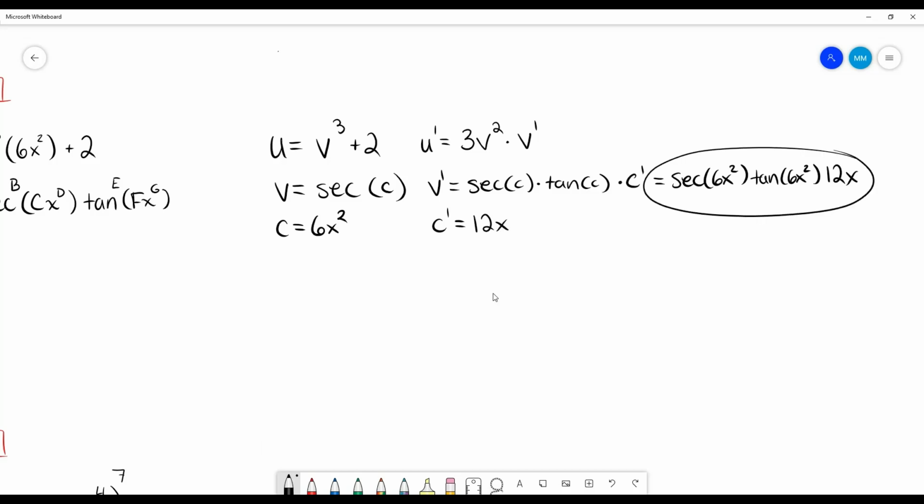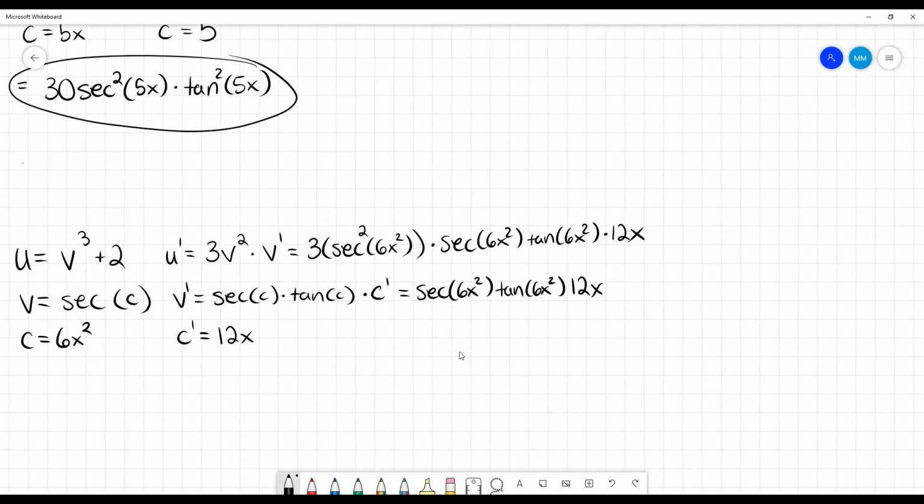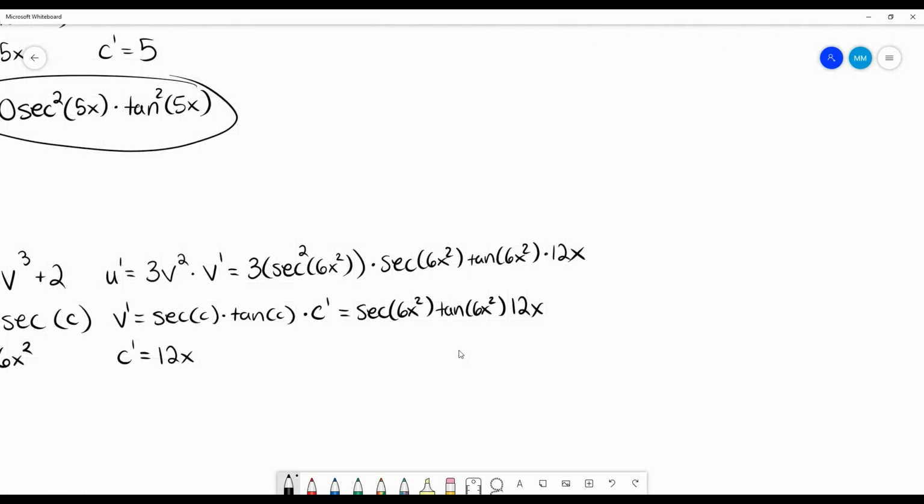And then I take this and I plug it in for my v prime. So the derivative of u is 3 secant of 6x squared, squared, so it's secant squared 6x squared, times, now secant of 6x squared times tangent of 6x squared times 12x. And once again, I'm going to simplify this, and I can pull out these parentheses. I didn't actually need them, right, because we're working with our trig function, so that's pretty clearly what it is.